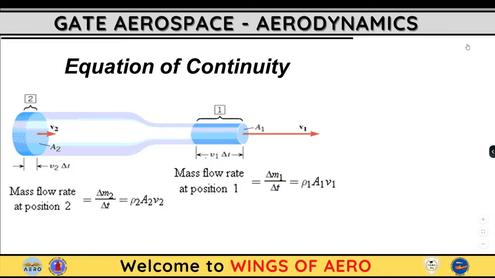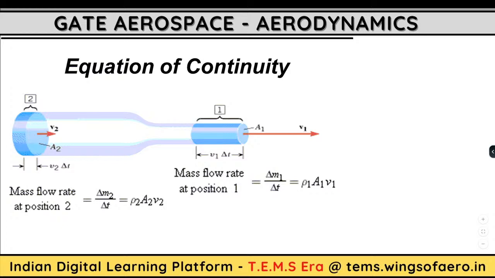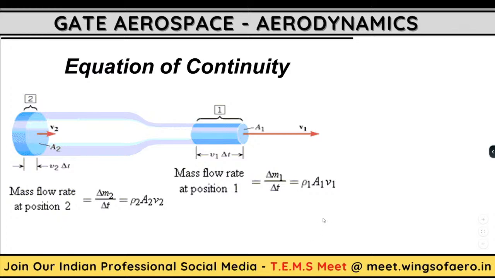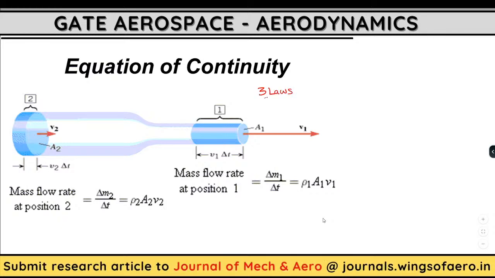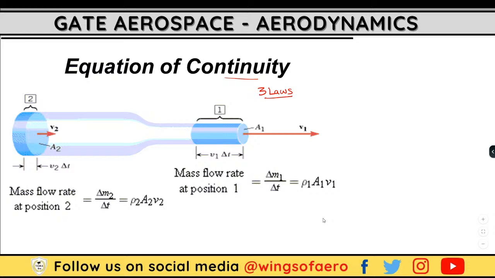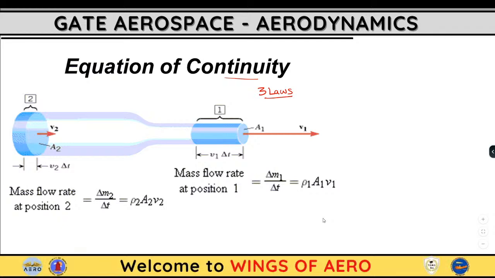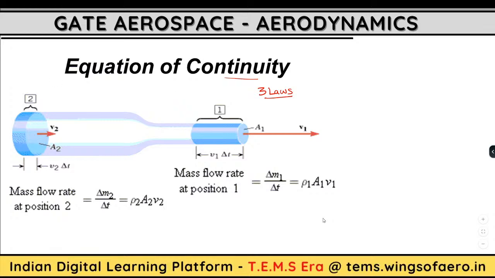So there are three types of laws of conservation. The first one is the continuity equation, then we will have the momentum equation, and third is the energy equation. So when we talk about the continuity equation, what is the principle? That a mass enters into the system.